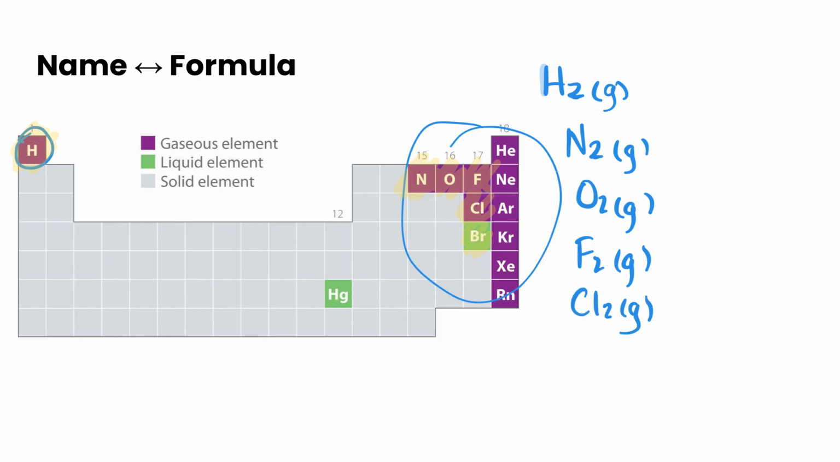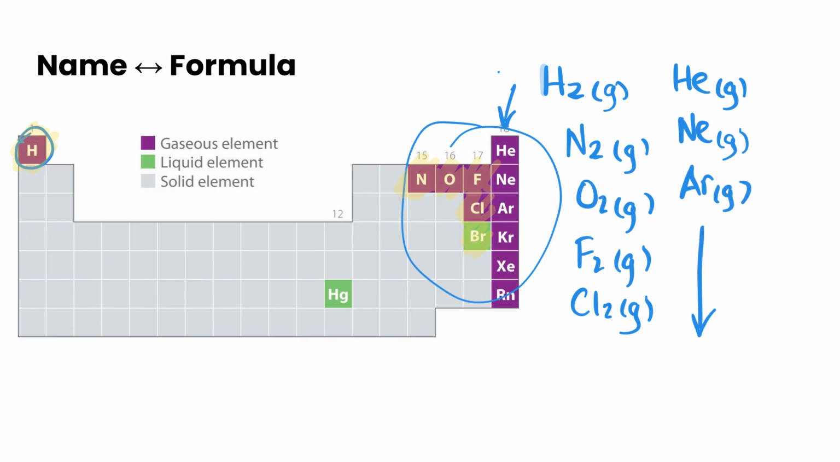If, however, you are asked for one of the noble gases here, then that would just be He gas, okay, or Ne gas, neon gas, or argon gas, and so on and so forth down that group on the periodic table. So they are not diatomic, and so you need to be very careful and mindful that you're not putting two of those in there.